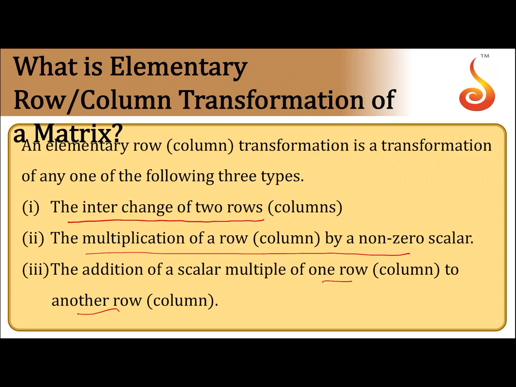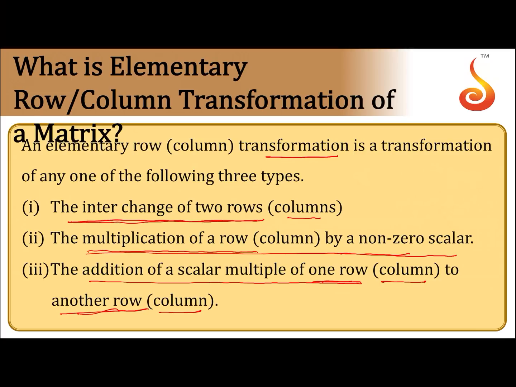Let's work out once again. Elementary transformation means interchanging of any two rows or interchanging of any two columns. That's the first one. Second one, multiplication of a row or a column by a non-zero scalar. Third one, addition of a scalar multiple of one row or column to another row or another column. This is what elementary transformation means.